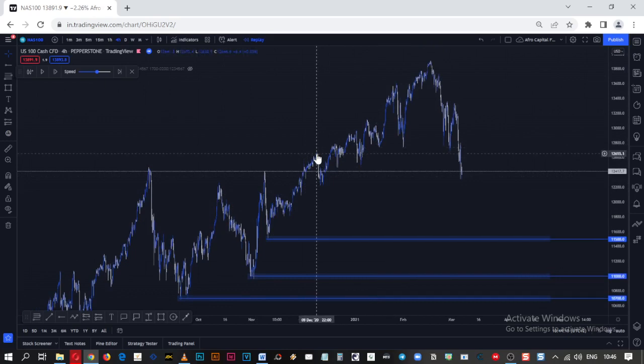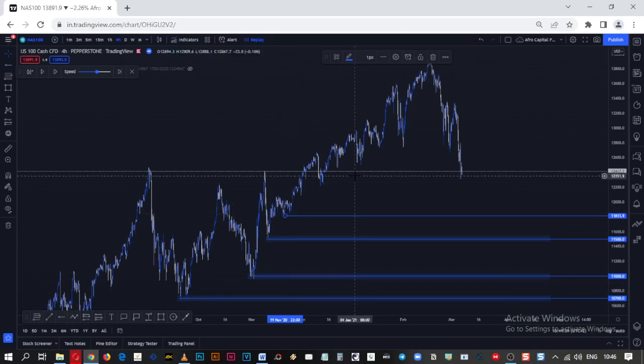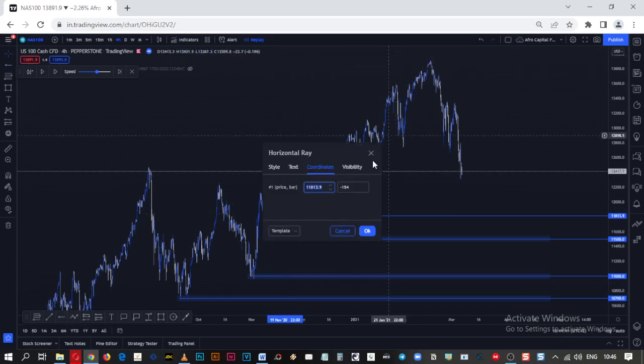Also, as we're plotting only support, once the market is trending upwards, you can even plot resistance. I will show you how we also plot resistance, but we are only plotting support now because the market is trending to the upside.